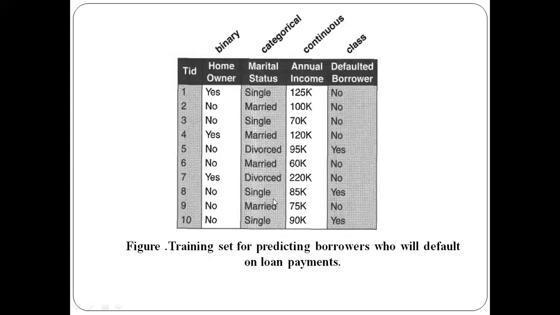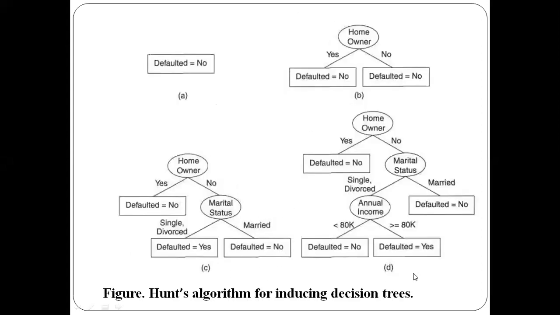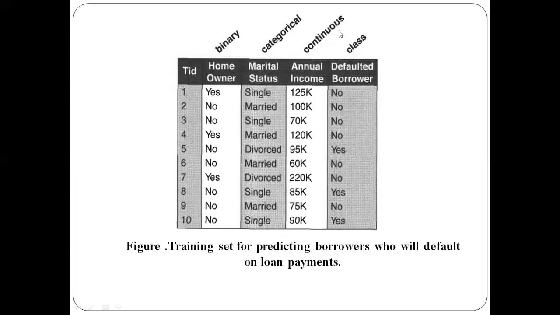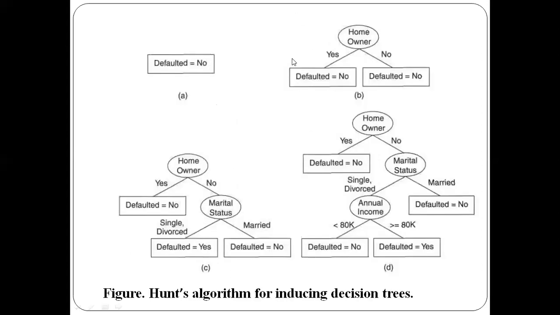Suppose if they are married, if you look here, the majority class label is no. So defaulted is equal to no, we have assigned. Initially, in the first step, we had chosen the first test attribute, that is homeowner. If the person has got their own home, then the leaf label is defaulted is equal to no. So this one we have kept as it is. In the next step, we will be refining this one.